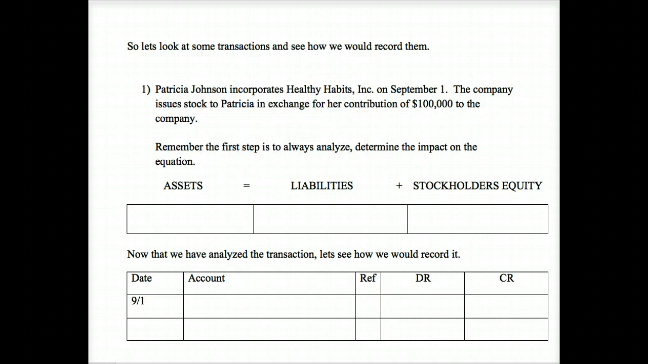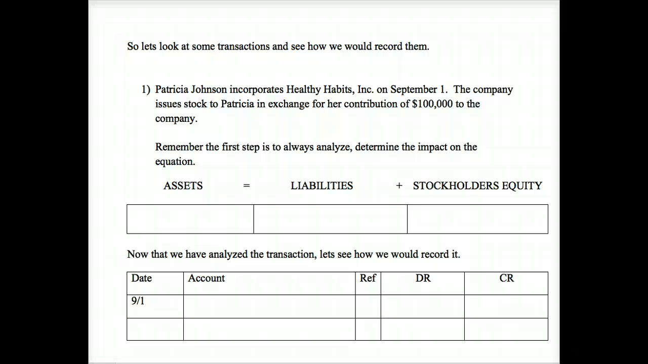To start, let's review the steps that we've covered so far in accounting. First, we analyze the transaction. That's step one. Step two, we record that transaction. And step three, we summarize it, and summarize means post. So step one, we analyze. We see how it impacts the accounting equation. Step two, we record, and we record in the journal. And then step three, we summarize. We post to the ledger. So let's look at recording business transactions.